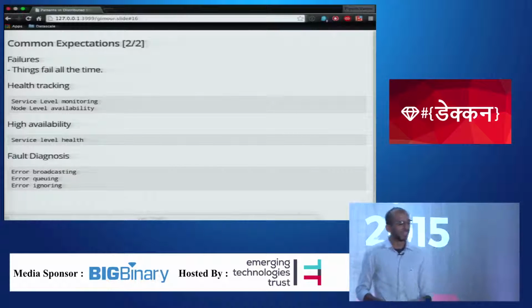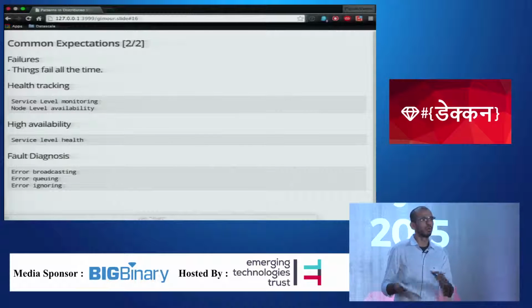No. Anyway. So error broadcasting, error queuing. So you could queue all your errors, or you could just ignore all your errors.